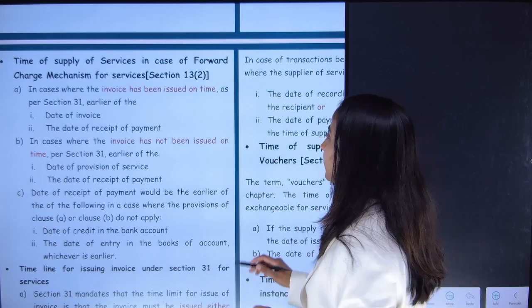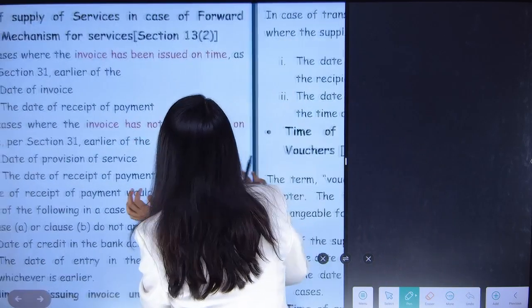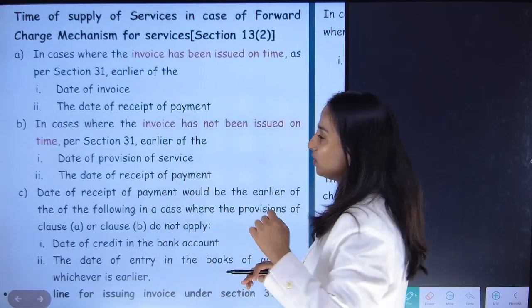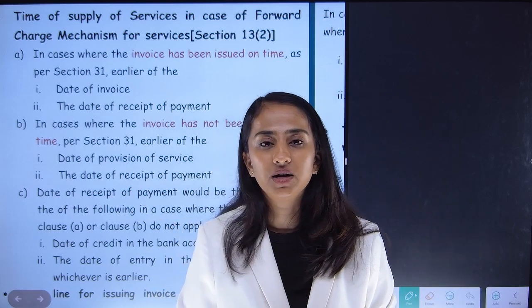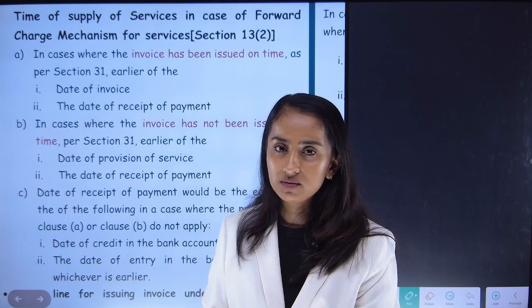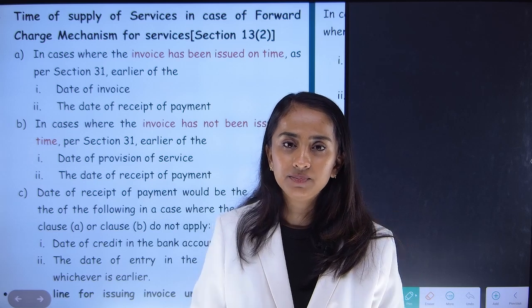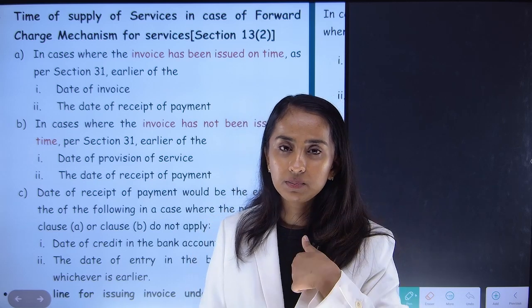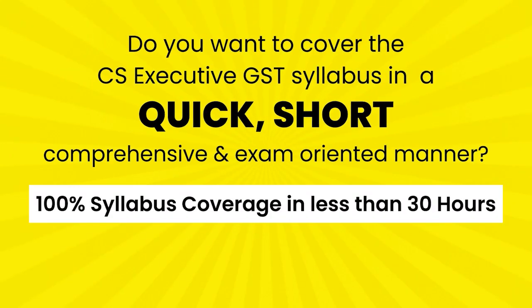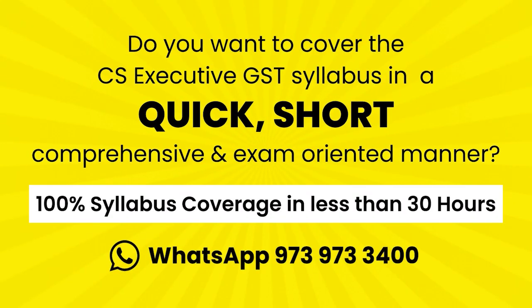Clear? Okay, come on now. Should we do services? Yes. Okay, I'm a chartered accountant. I filed a return for you. I'm going to charge you something. I'm giving you services. When do I tax this? Okay, forward charge, supplier, customer. Supplier will pay tax to the government, forward charge. In case the invoice has been issued on time, here also, can we see invoice issued on time, section 31.